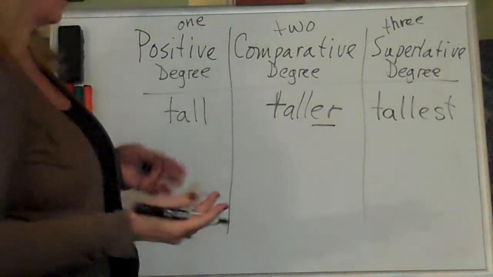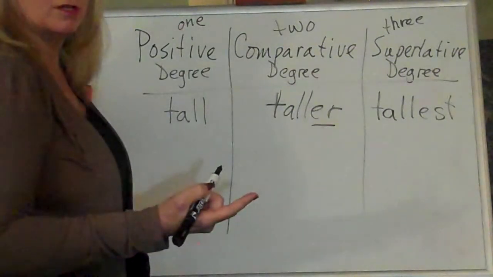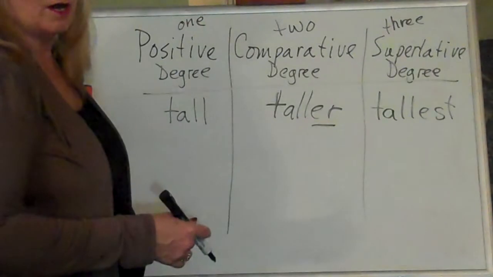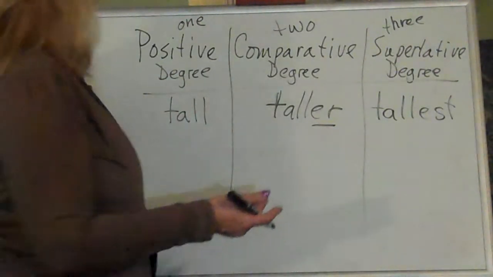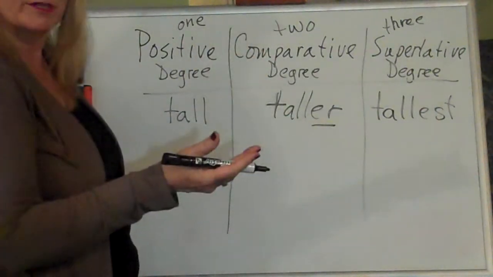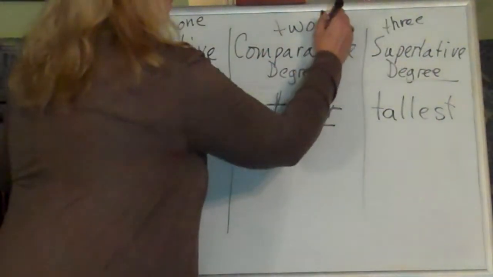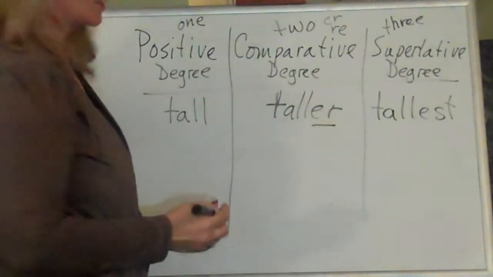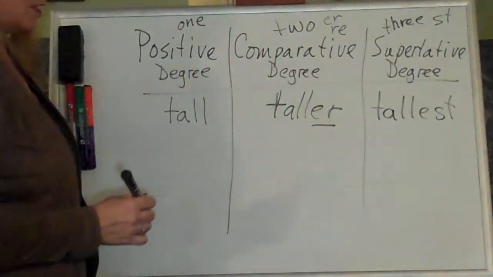So really all you need to know is that when I'm talking about one thing, I just use the normal adjective form: tall, smart, hungry, it doesn't matter what it is. When I'm comparing two things or people, I'm going to use ER words. When I'm comparing three or more, it's going to be EST words.